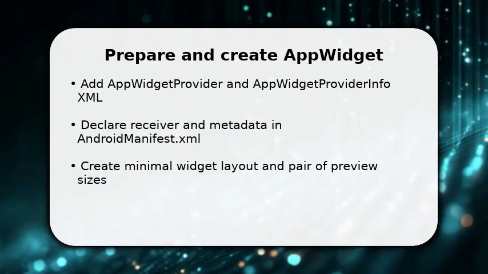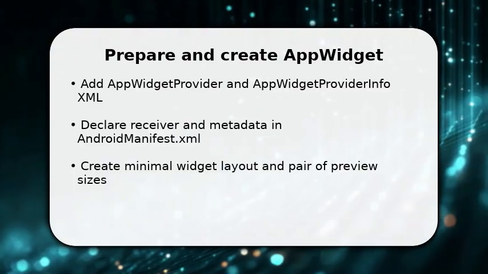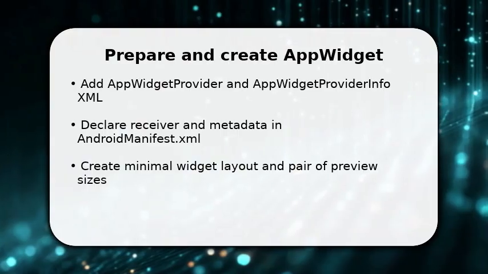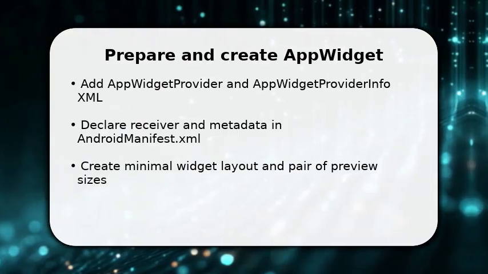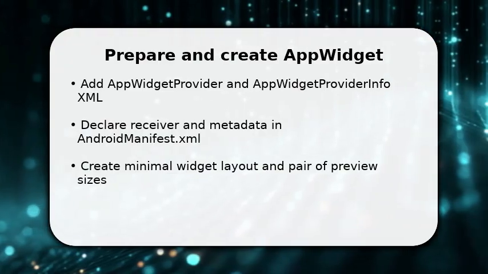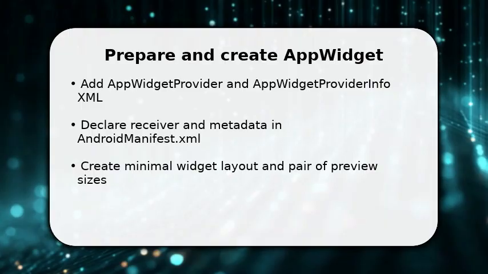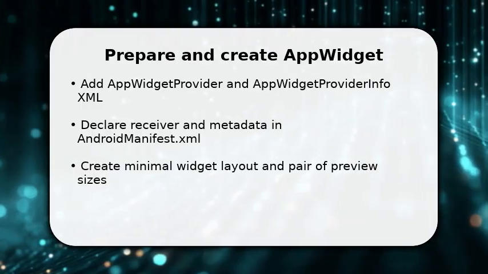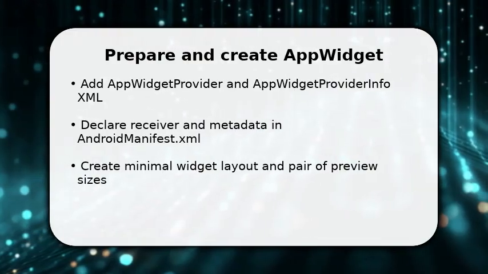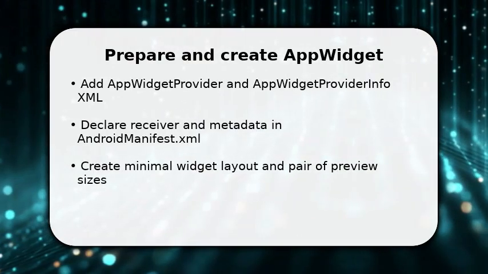You start by defining the widget surface and metadata so Android can host it. Create an App Widget Provider subclass and an XML App Widget Provider info resource that lists min width, min height, update period millis, and configuration activity. Once done, add the receiver entry with the metadata tag into AndroidManifest.xml so the system recognizes the widget.